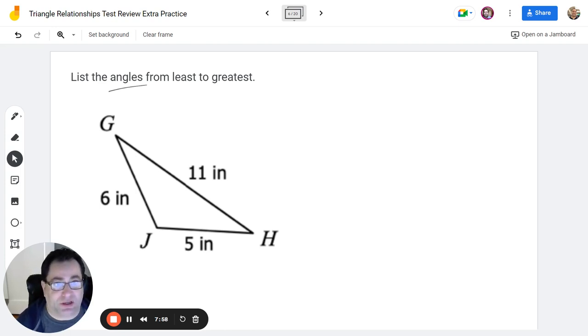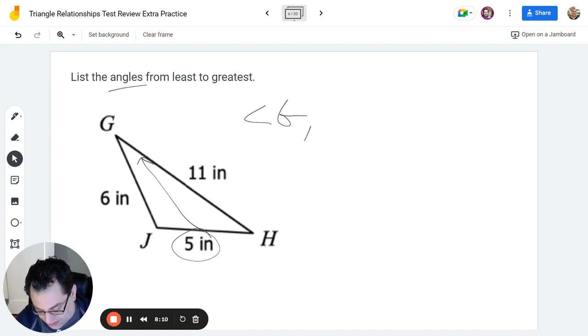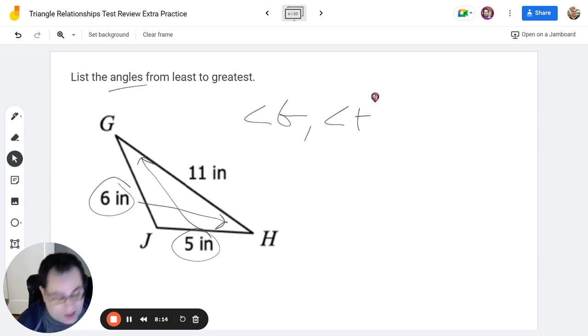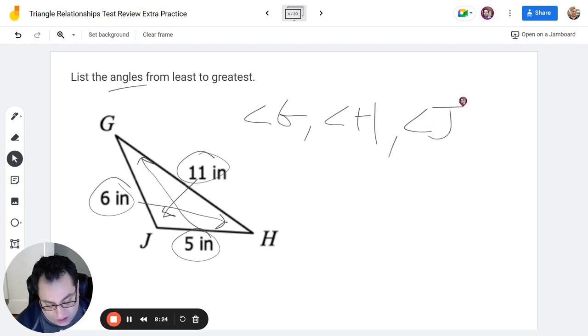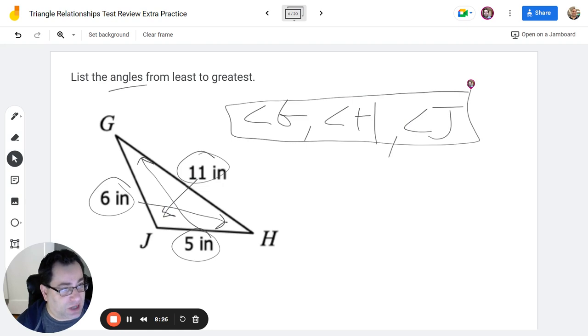So let's start with the least. We know 5 inches is the least here. We're going to work ourselves backwards, and we know that angle G is the smallest. Then we're going to look at the medium, 6, working backwards to angle H. And lastly, 11 is the largest side. Working backwards, we can see that angle J is the largest. So GHJ.